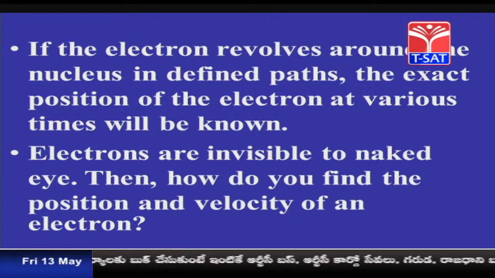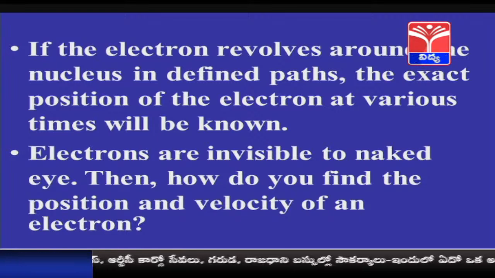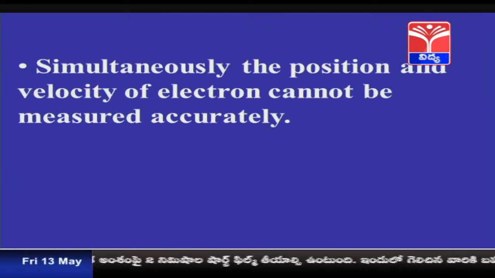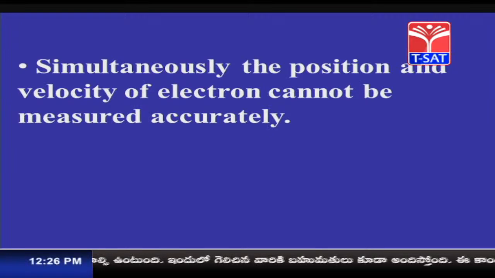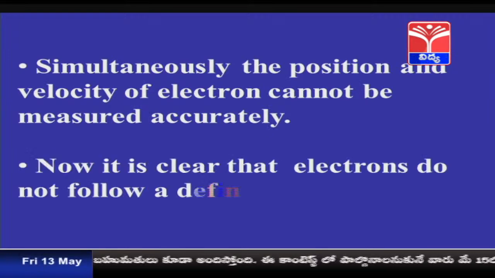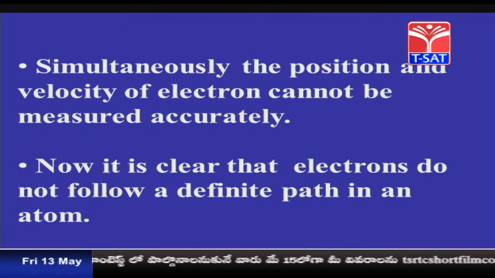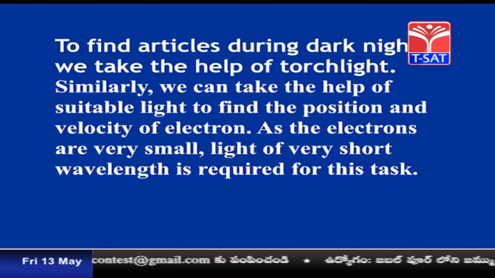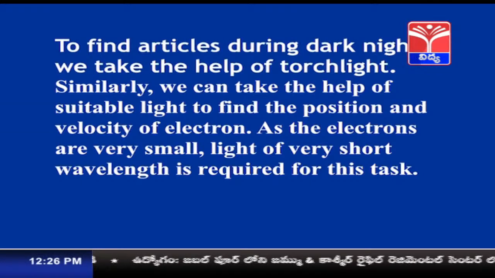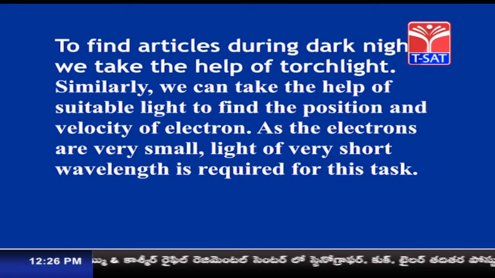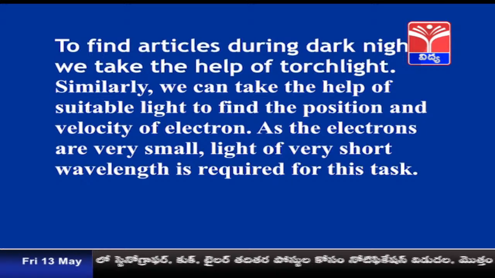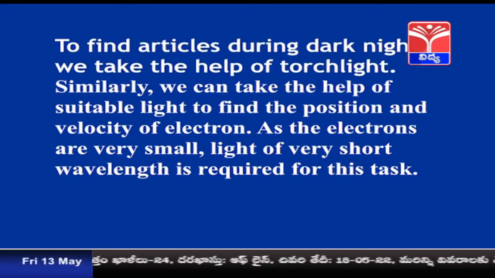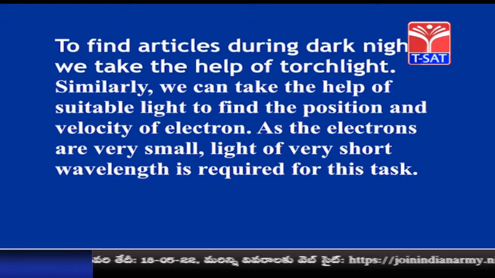Children, then how can we find the position of an electron in an atom? Is it possible? No. Why? Because simultaneously the position and velocity of an electron cannot be measured accurately. Now, it is clear that electrons do not follow a definite path in an atom, because to see an electron, a light radiation should fall on that particle and the reflected radiation should reach our eyes, then only we can see any object. In a similar way, to see an electron, a particular energetic radiation should fall on the electron and that should be reflected and reach our eyes, then only it is possible to see it.